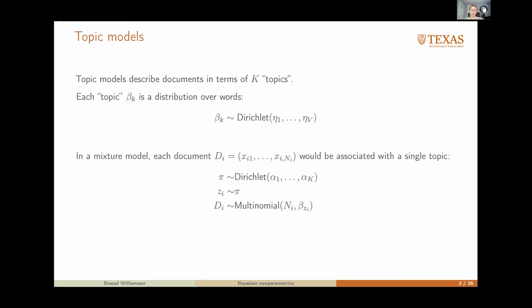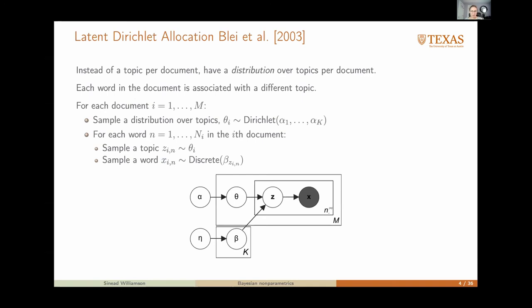So we're going to want something more flexible, that rather than associating a document with a single topic, like we would in a mixture model with a single component, we associate it with a whole slew of topics. This is called an admixture model, and the most common example of this is latent Dirichlet allocation. Here, each document has its own distribution over topics, and each word is associated with a single topic, where those topics are distributed according to that document-specific distribution.